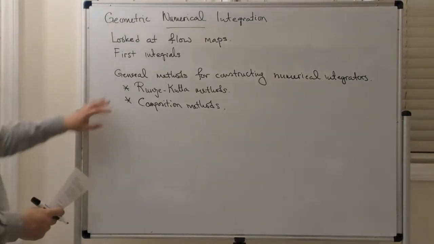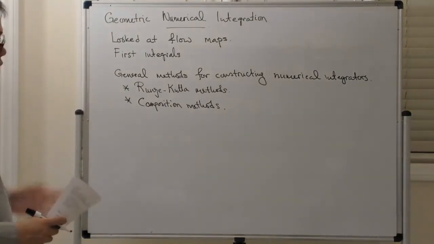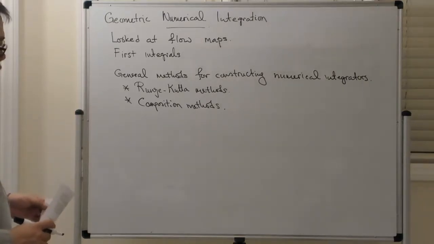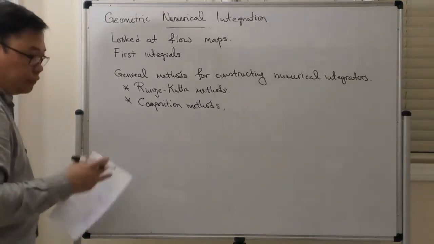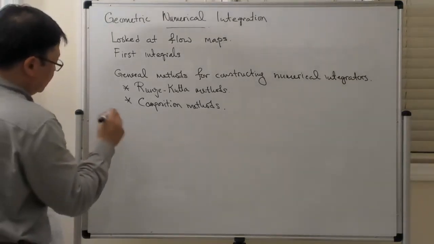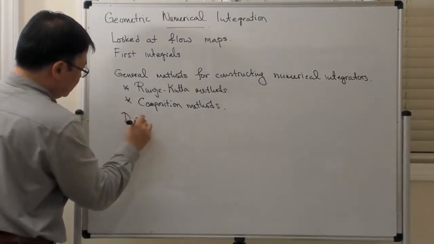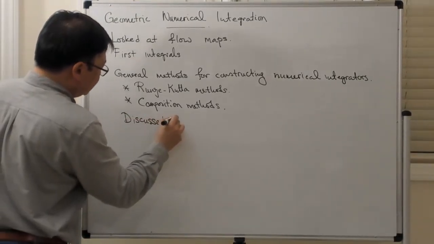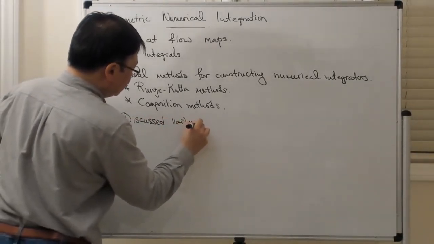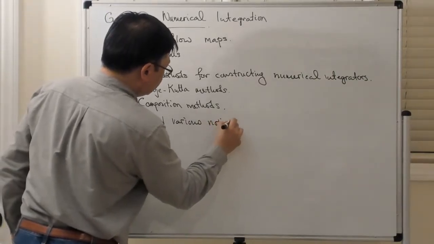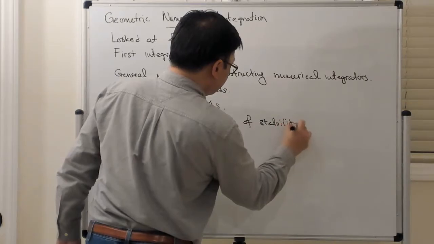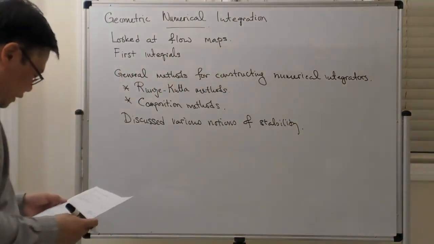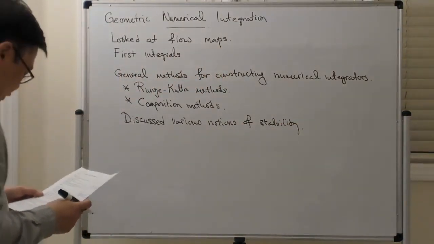And then we also briefly reviewed some of the things which were important from the point of view of classical numerical analysis of numerical ODEs, which have to do with various notions of stability. So we discussed various notions of stability, and we also spent maybe a little bit of time talking about error analysis of these methods.